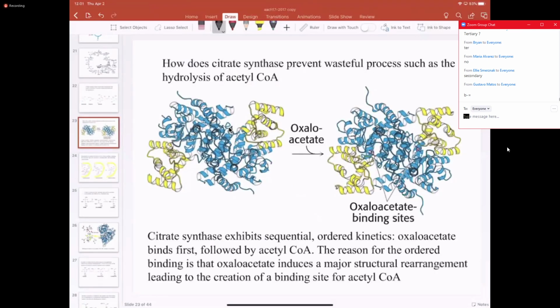Shown here is the structure for citrate synthase. And again, just to make sure you don't actually hydrolyze the acetyl-CoA, it's the same way as we saw with kinases. It has ordered kinetics. It binds the oxaloacetate first, and only after the oxaloacetate binds will it form the binding site for acetyl-CoA. This is to minimize the amount of acetyl-CoA that gets hydrolyzed, just as most kinases bind the substrate first and then bind ATP afterwards, because that way you form the binding site.